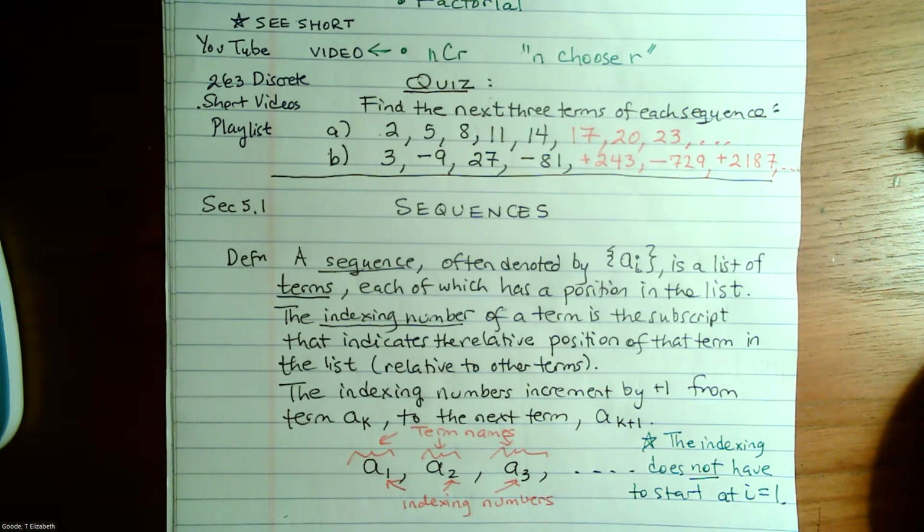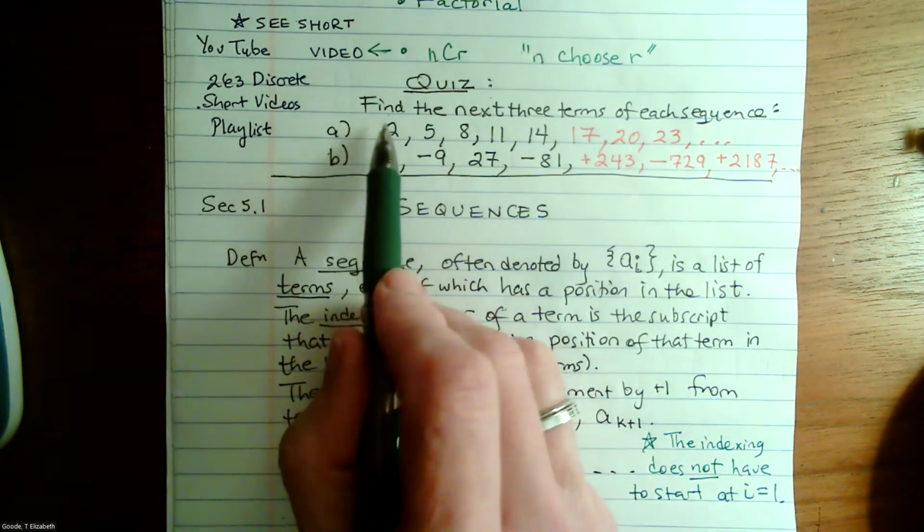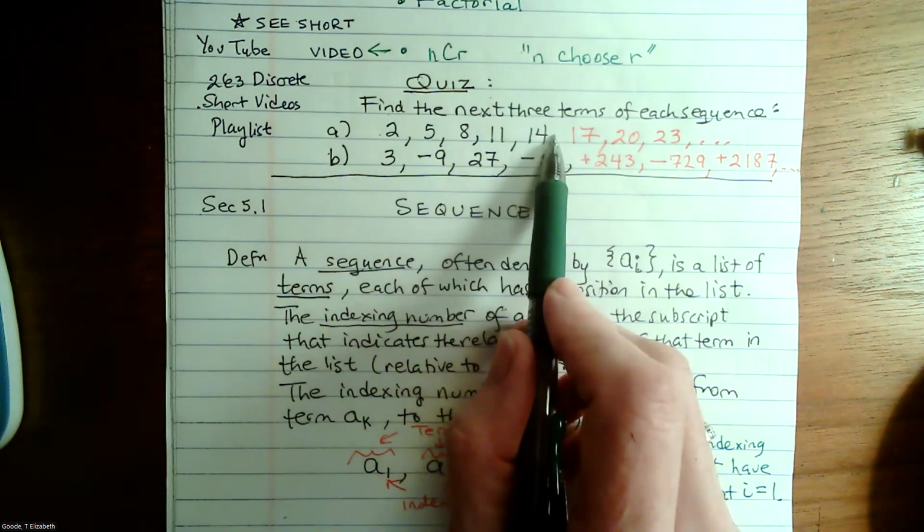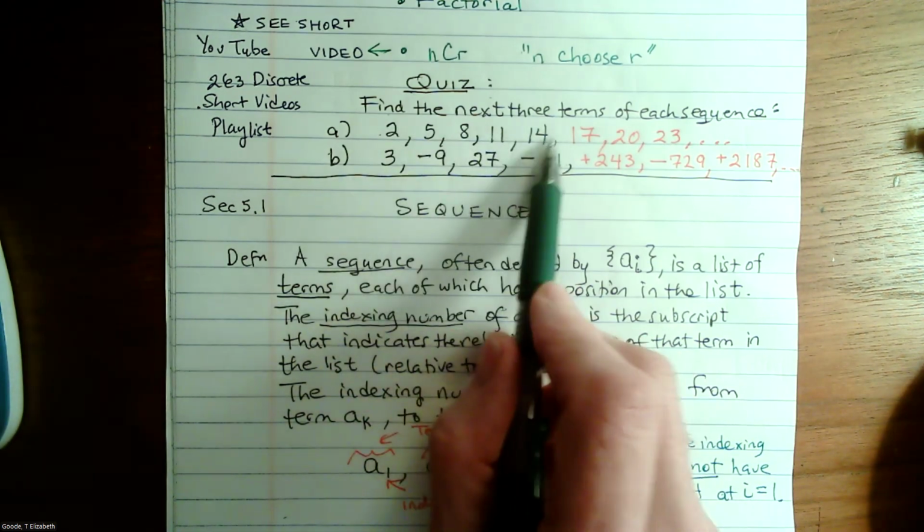Okay, so now let's define an arithmetic sequence, which is of the sort that we saw here in part A, where we add something over and over.